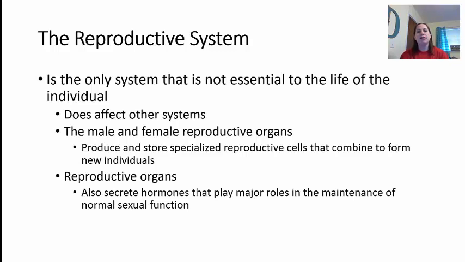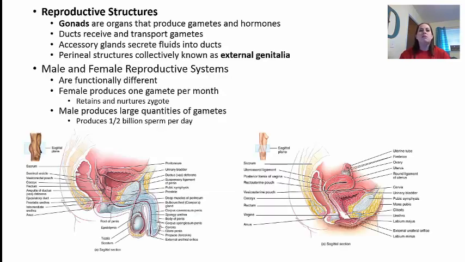The reproductive organs also secrete hormones. These are the ones that play a major role in the maintenance of normal sexual function, but they also can play a role in other areas of the body. So the hormones are the main thing that causes potential issues in other systems, but you could survive without a functional reproductive system.